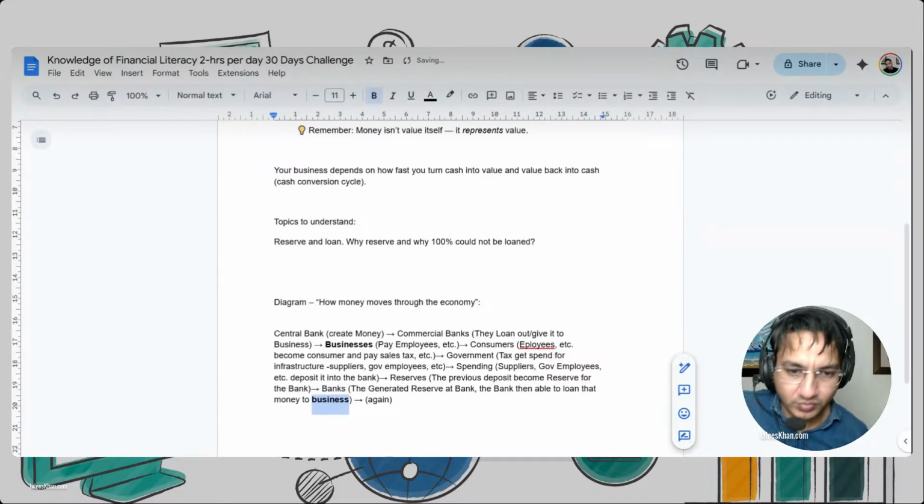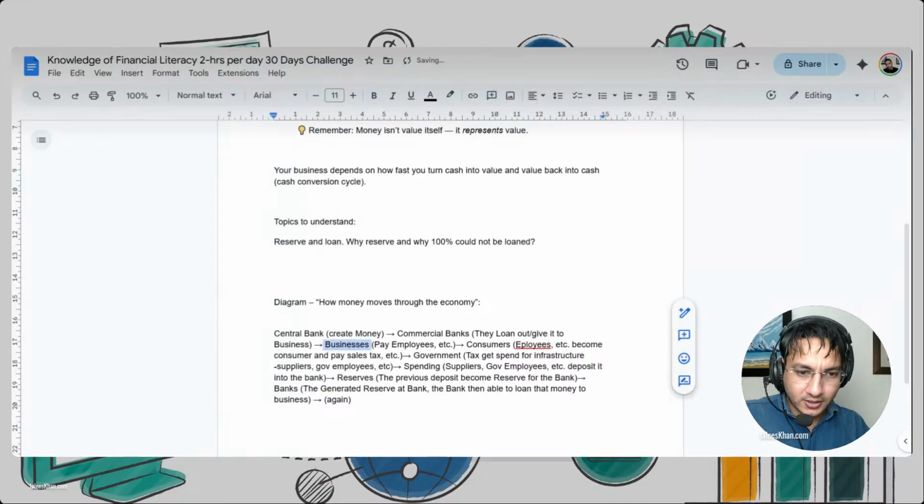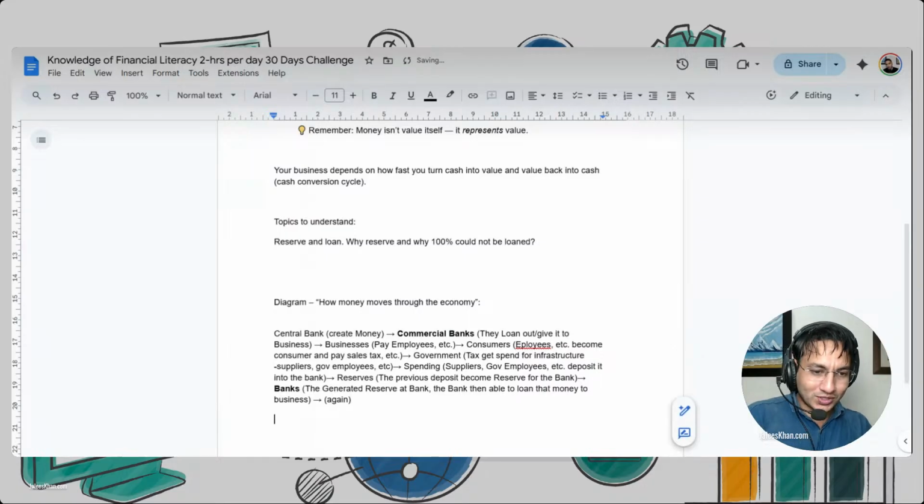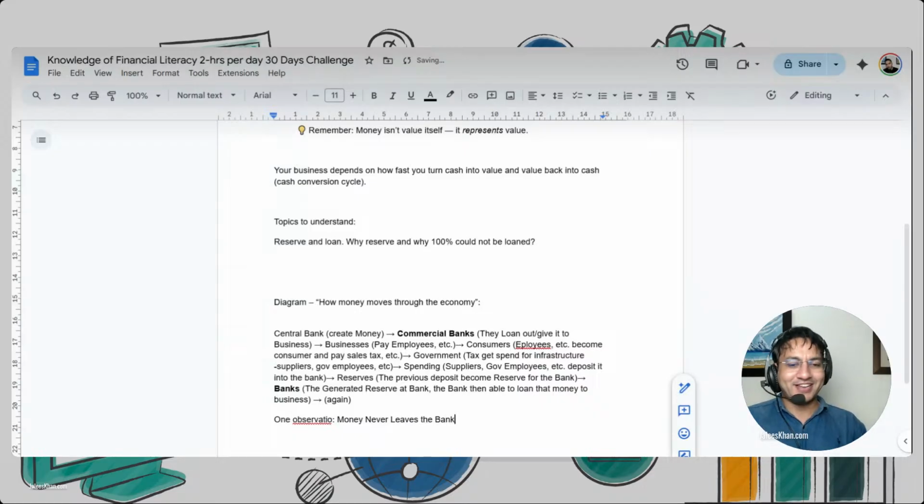So now this is going to happen here. Okay, I can see this thing. One observation: money never leaves the bank. Wow.